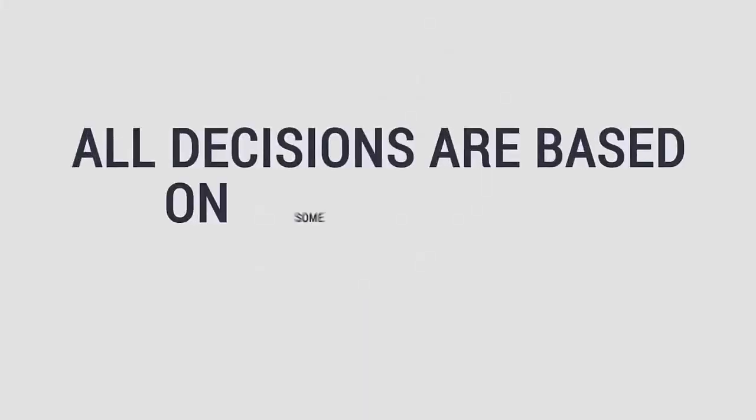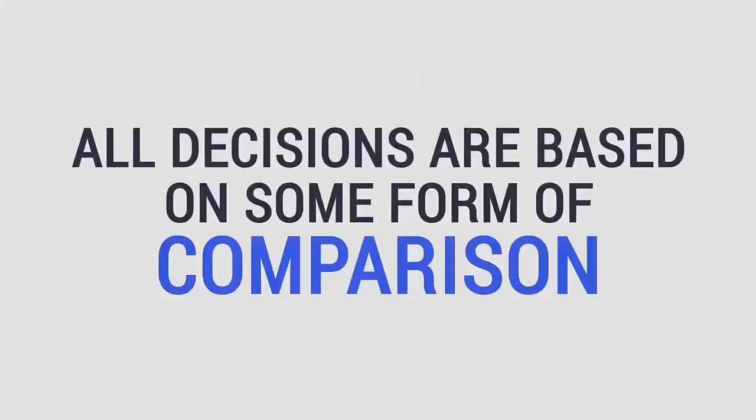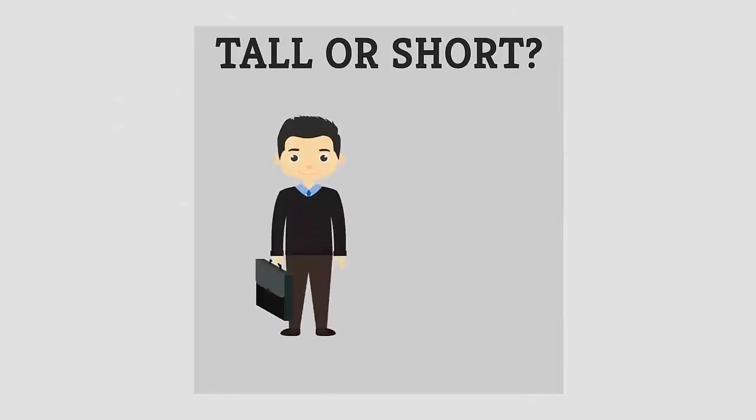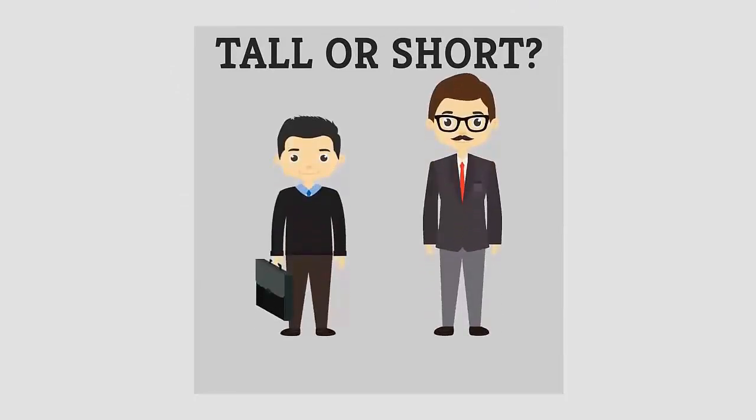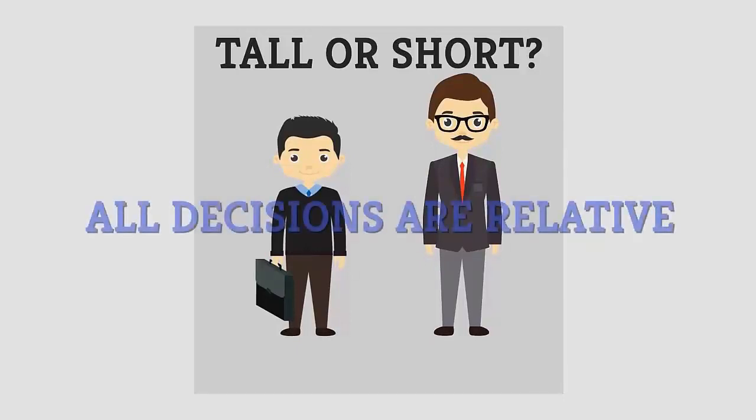All decisions are based on some form of comparison. We cannot look at this picture and say this person is tall or short. But when we compare him to another person, we see that he is short. Thus, all decisions are relative, not absolute.